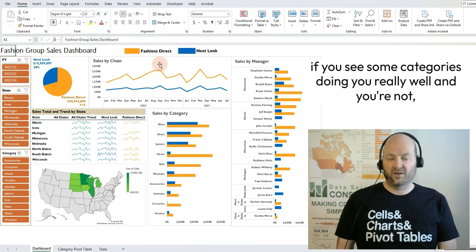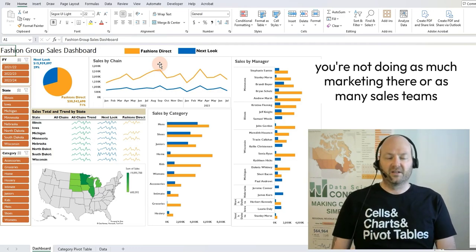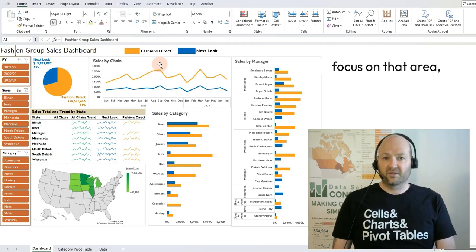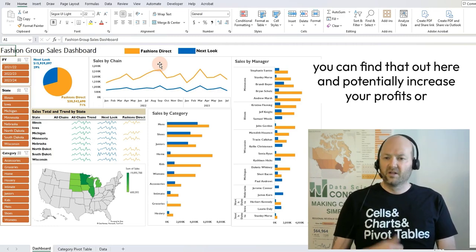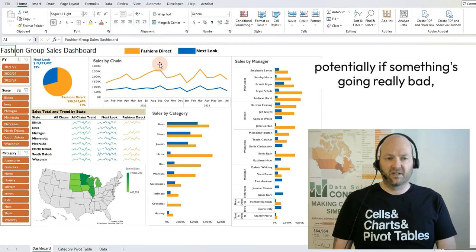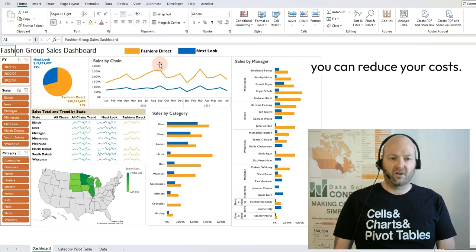You can also potentially capitalize if you see some categories doing really well and you're not doing as much marketing there or as many sales teams focused on that area. You can find that out here and potentially increase your profits, or if something's going really badly, you might need to nix a category and you can reduce your costs.